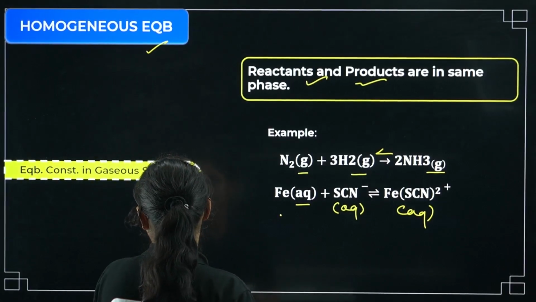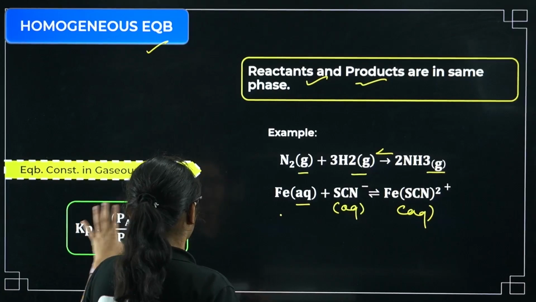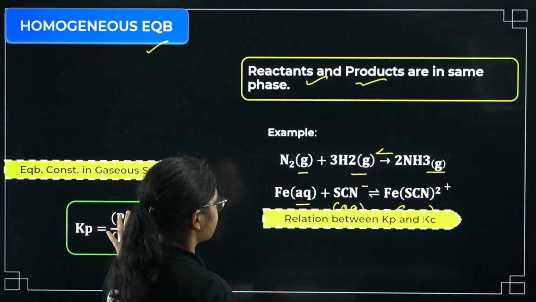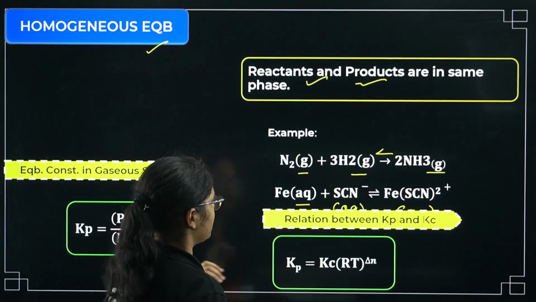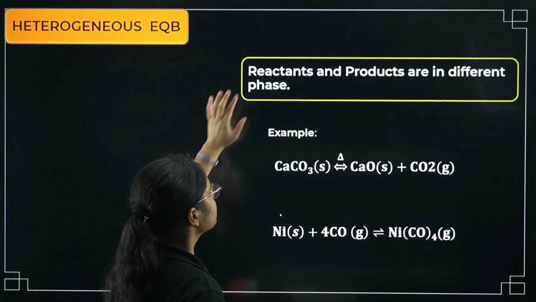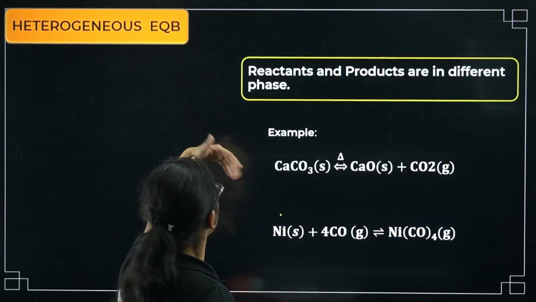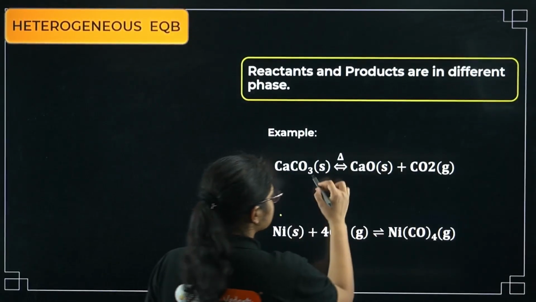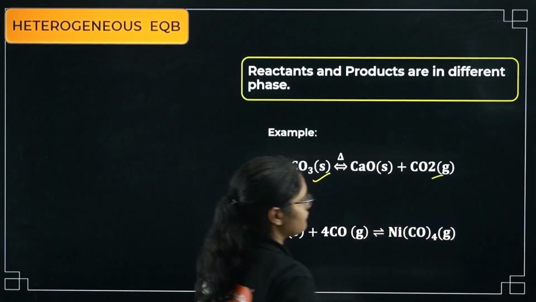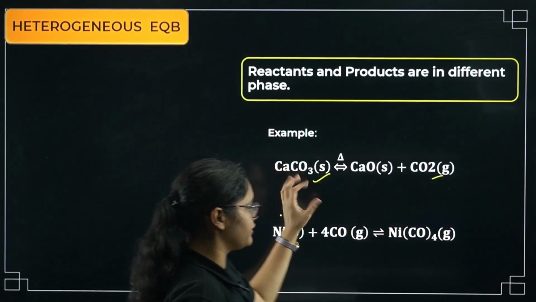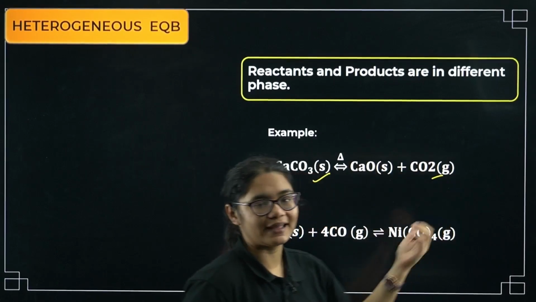Next we have this, I will explain after some time. Okay, I have given some formula here. I will be discussing this one next. I'll come to those topics, do not worry. Now what is heterogeneous equilibrium? You can see that the reactants and products are in different phases. Here the reactant is in solid phase, products are in the solid and gaseous phase.